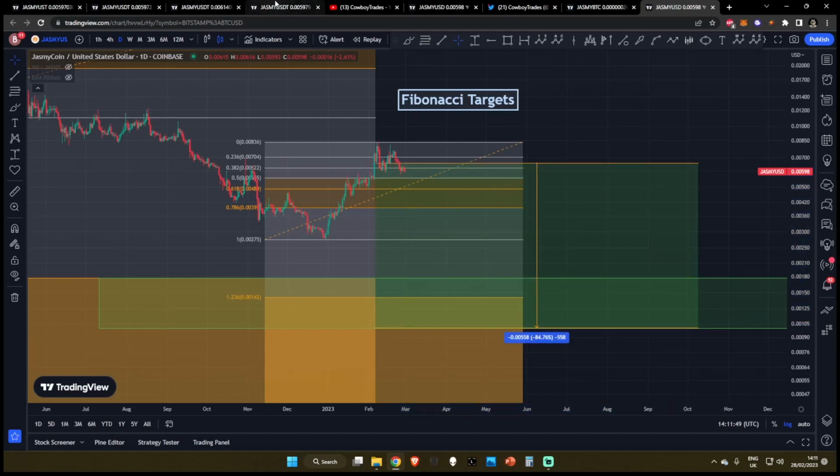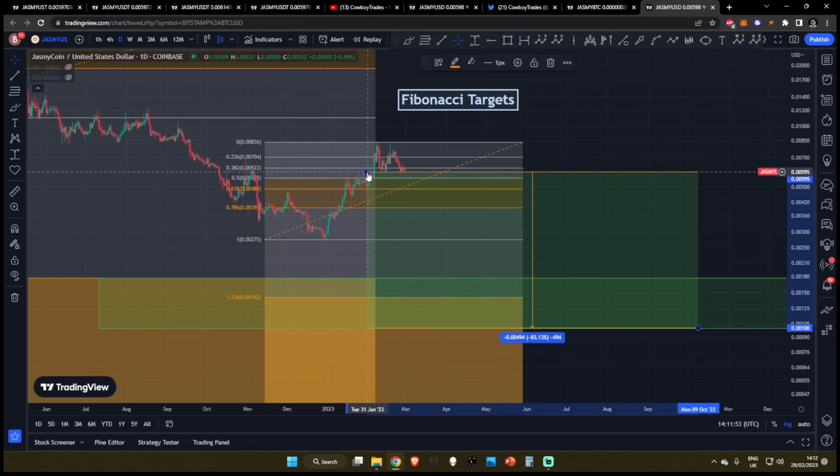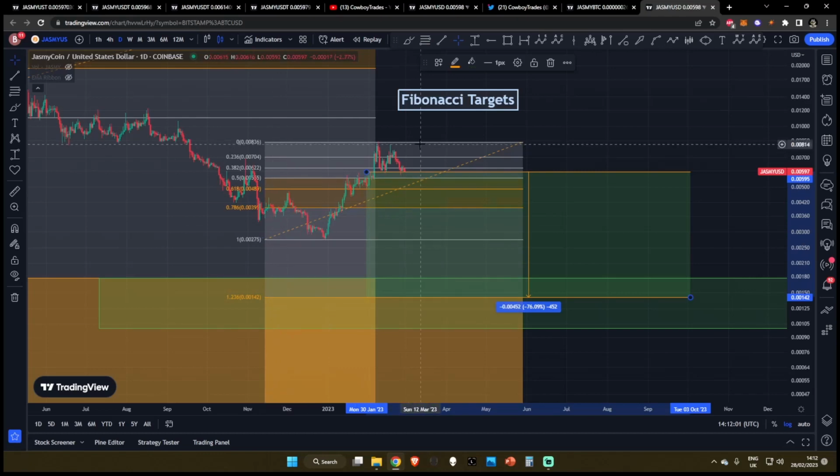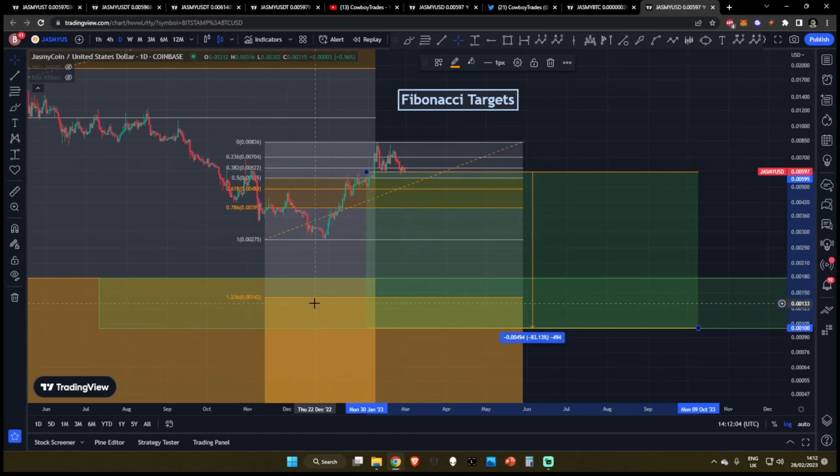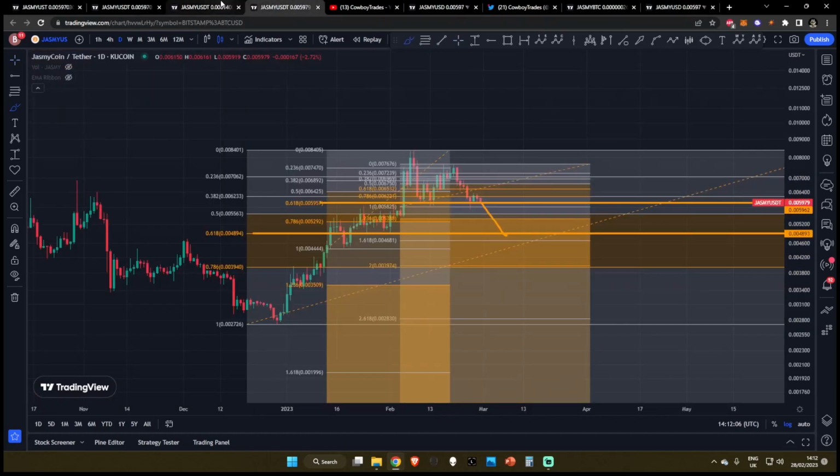Of course, we take things one price target at a time. In the immediate short term, JASMY against the US dollar is likely to drop about another 83%. We do also have a Fibonacci target down here, a 76% drop, which is backed by this swing low up to this swing high, 1.236 Fibonacci. So that's really all I've got for this video, my friends.